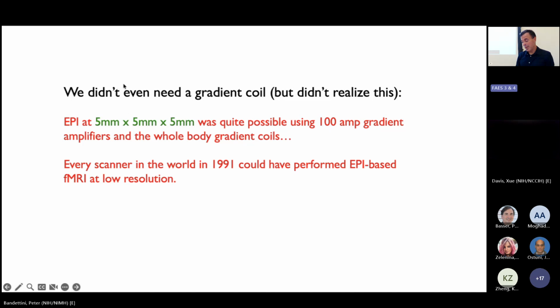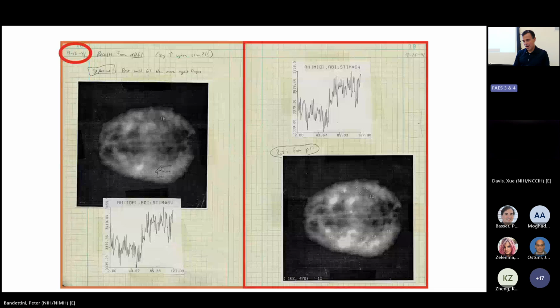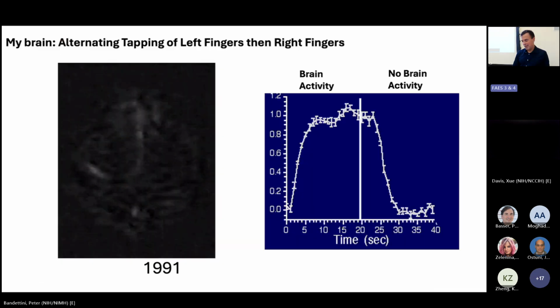But we felt we had to build a gradient coil. We got a little bit higher resolution, and we did it. And these were our results. We were the third group to actually produce results, and we got them published. So that was my notebook. Our first study was in September of 1991. So here's what it looks like.